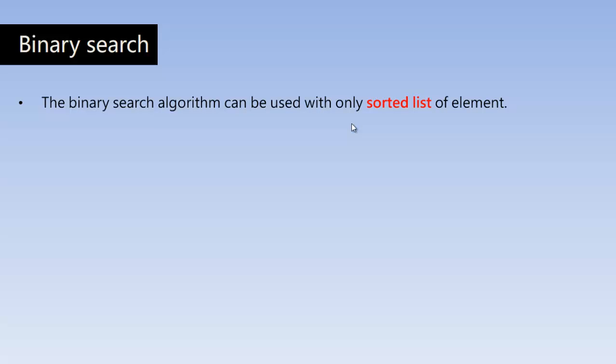Because it has already been sorted, obviously we know that if the searching element is less than the middle element, it should be in the left part of the list, the left sub list, right? And if that is not the case, it should be in the right part of the list. So that is why we need the sorted list. If the elements are not in sorted form, we go and sort them first, right?